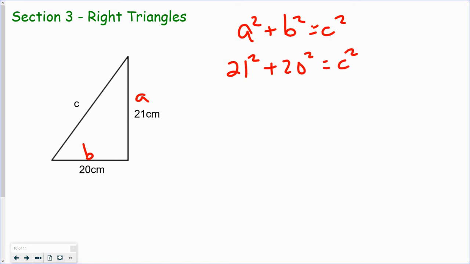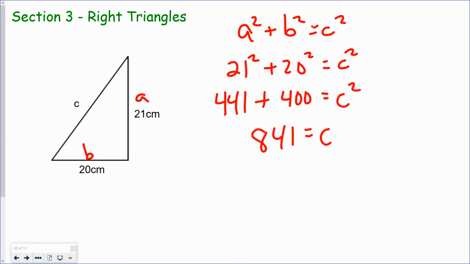Now, again, if you feel confident, go ahead and pause the video and finish this off on your own. If not, just follow along with me. But it really would be good practice for you to do it, okay? 21 squared is 441. 20 squared is 400, equals c squared. I add these up, I get 841 equals c squared.